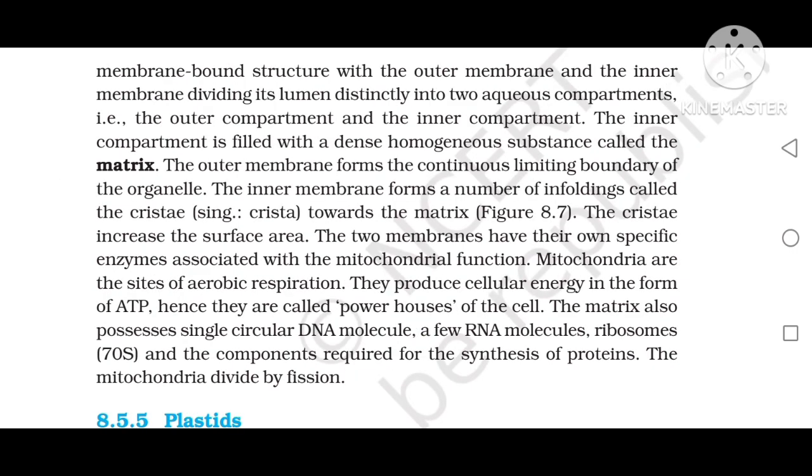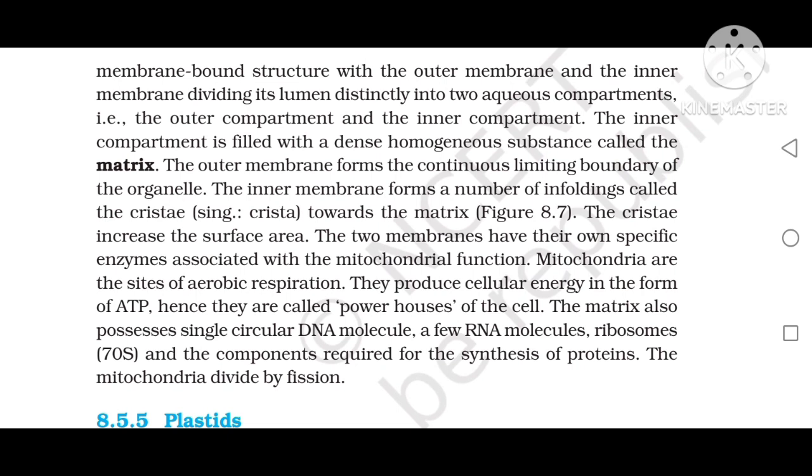Each mitochondrion is a double membrane-bound structure with the outer membrane and the inner membrane dividing its lumen distinctly into two aqueous compartments. That means the outer compartment and the inner compartment. The inner compartment is filled with a dense homogeneous substance called the matrix. The outer membrane forms the continuous limiting boundary of the organelle.